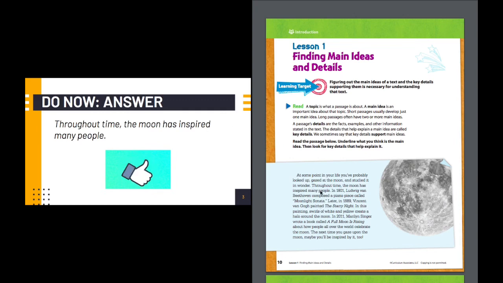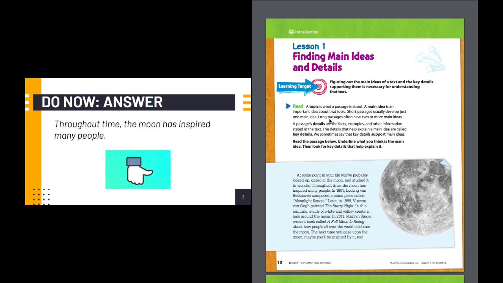But that was the only sentence that really told me everything this text was about. It was about how the moon has inspired different people to work on different things. Here it says that there's a piano piece that was inspired by the moon. Then there's that painting by Van Gogh. So these are the details that support the main idea.